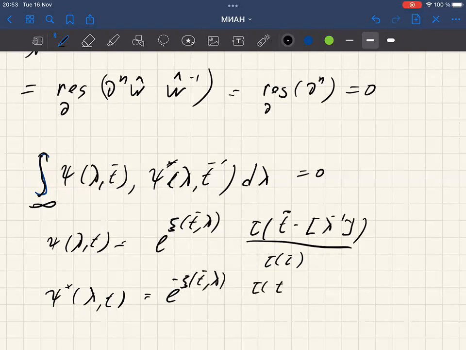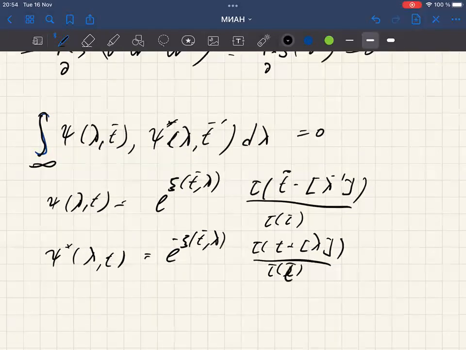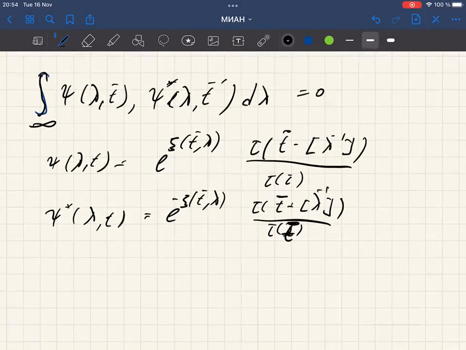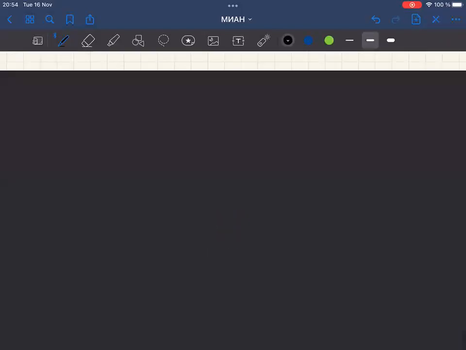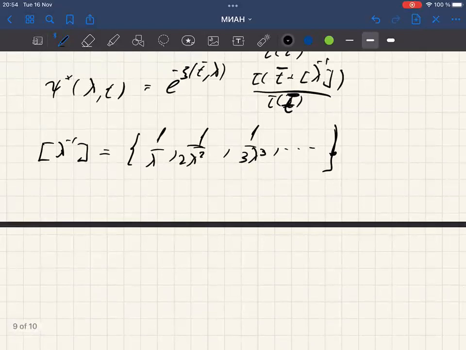Let me say the notation. Lambda t as of lambda. And lambda, and here we have lambda minus. It is a vector such that it has a component 1 over lambda, 1 over 2 lambda squared, 1 over 3 lambda cubed, etc.